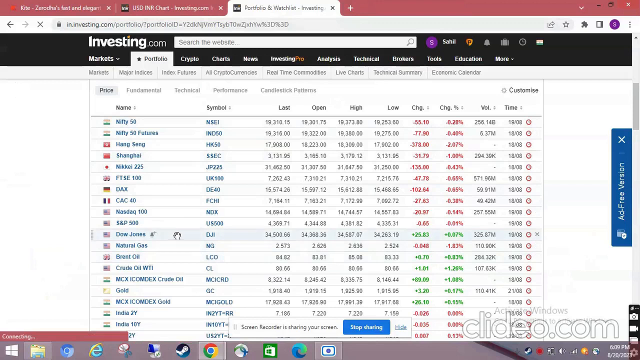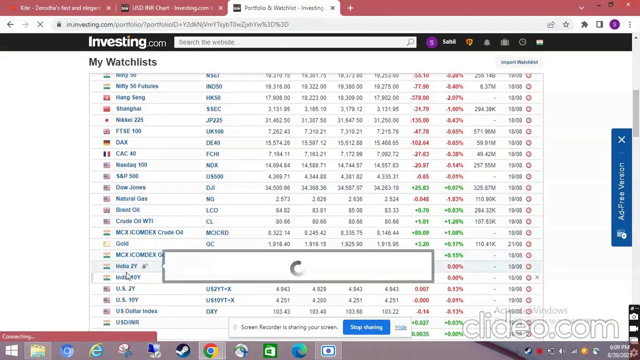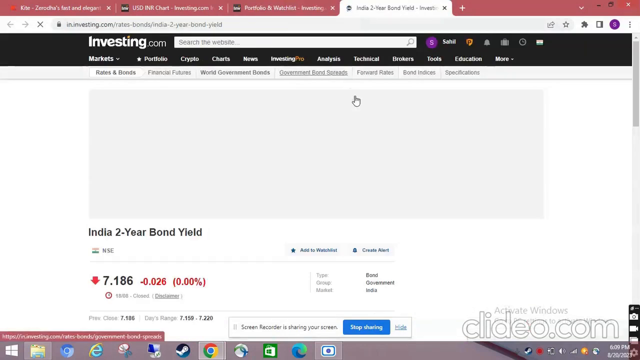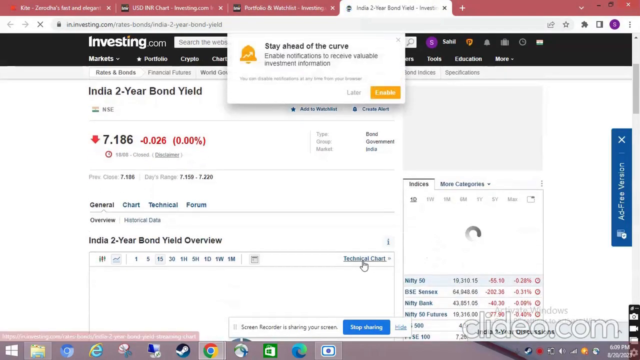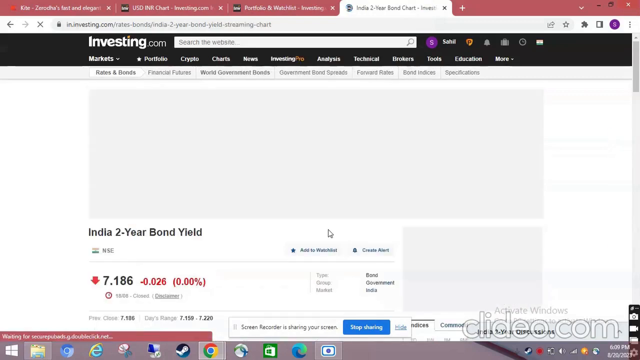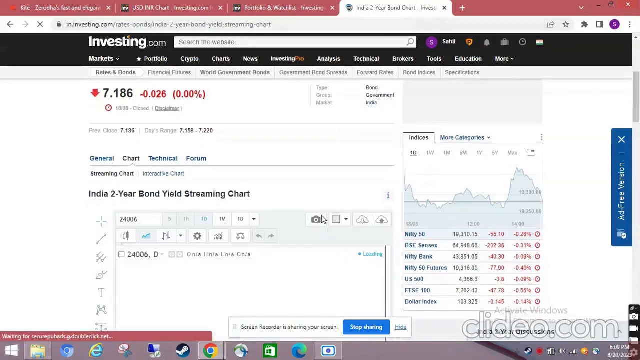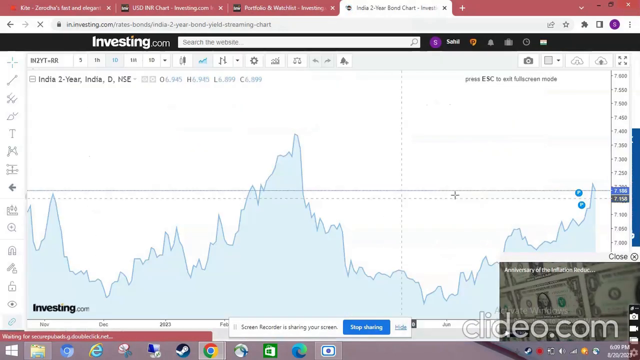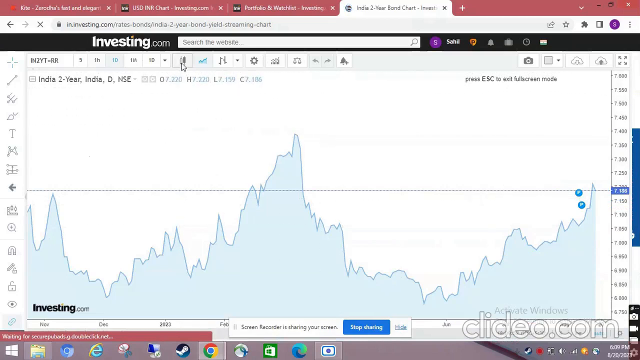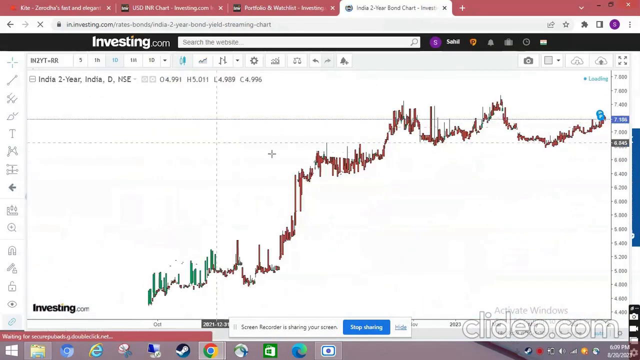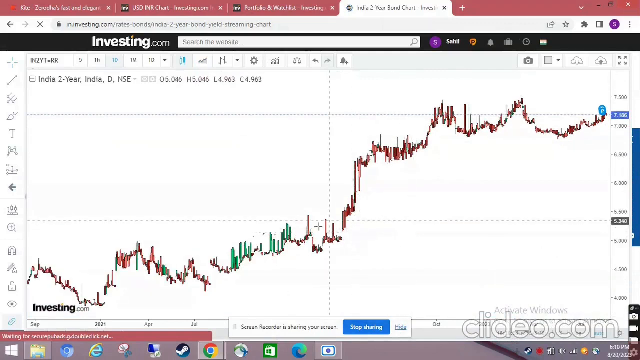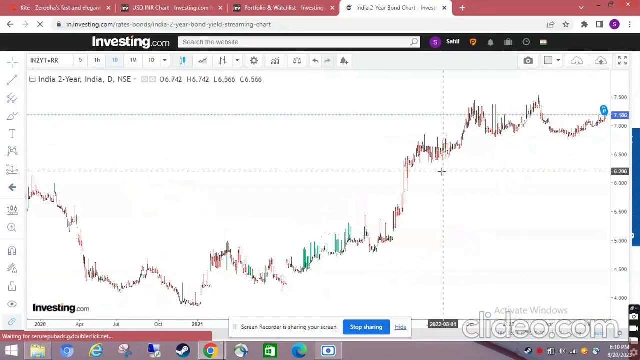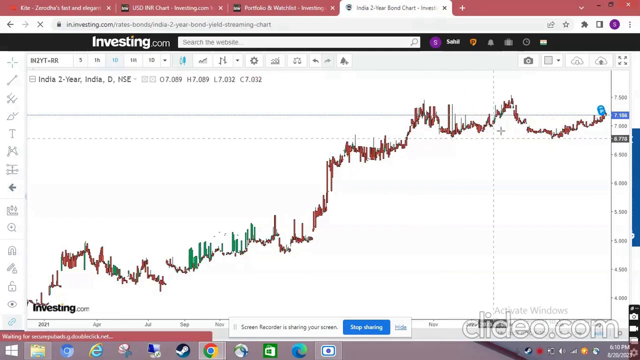After that we can look at India 2-year and 10-year yield. Again, bonds are really very important. It is the second largest market after currency and before commodity, like gold and crude oil. Crude oil is very important to look at. After that, we have the 2-year bond. Obviously the 2-year bond has been on the rise after COVID because the RBI has been increasing interest rates for quite a while. It is 7.1, which is still reasonably well.